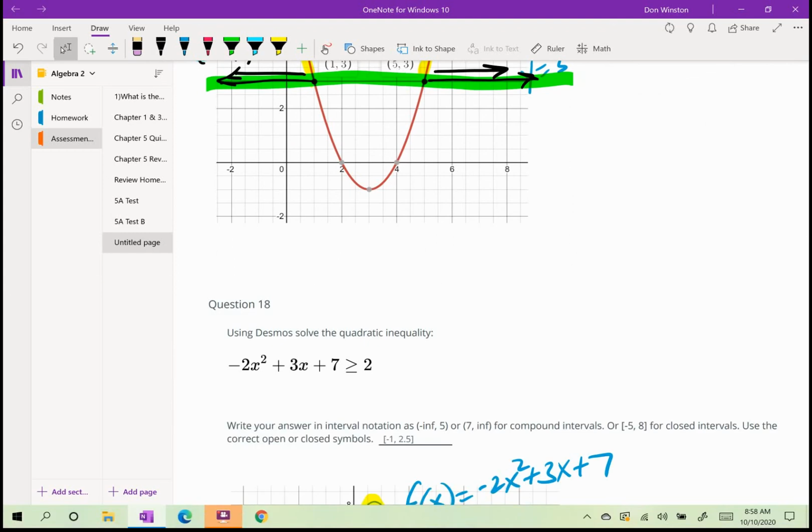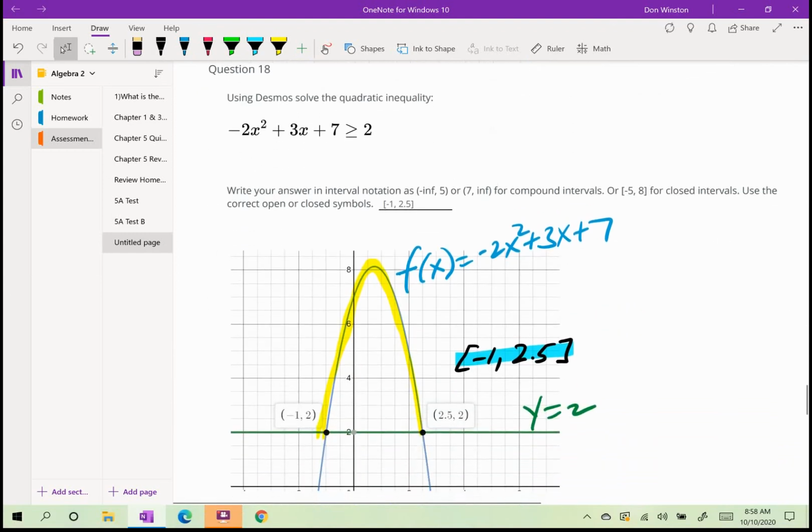And now again, we graph the equation negative 2x squared plus 3x plus 7. It's a sad graph, and then we graph the equation y is equal to 2, and we want to know when that parabola, that blue line highlighted in yellow, is above the line y is equal to 2, greater than or equal to 2, okay?